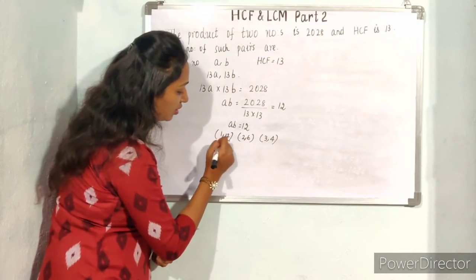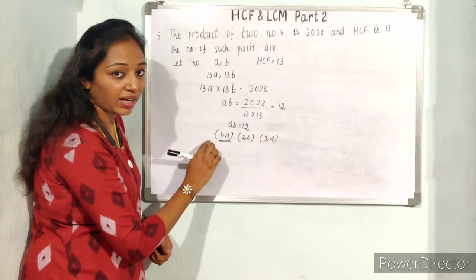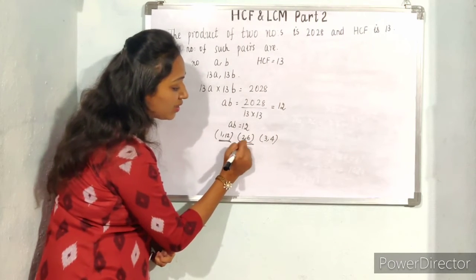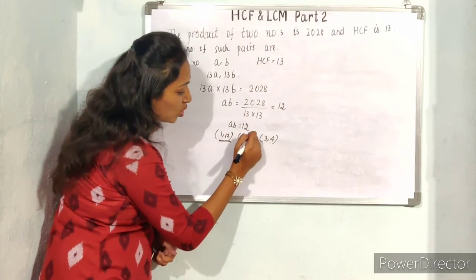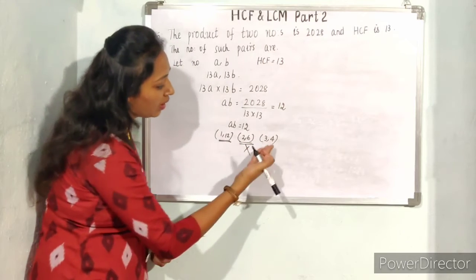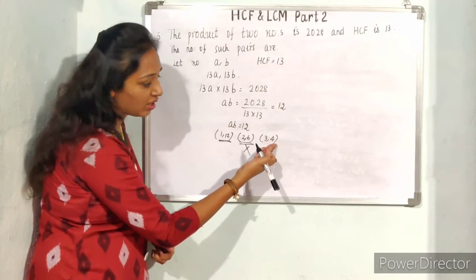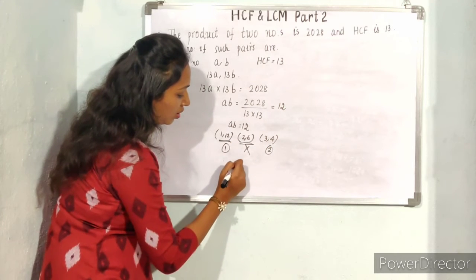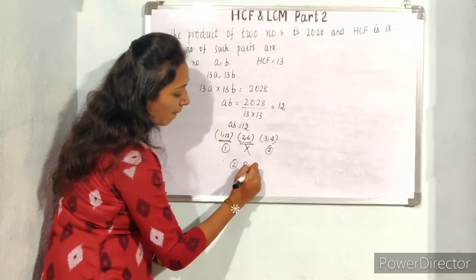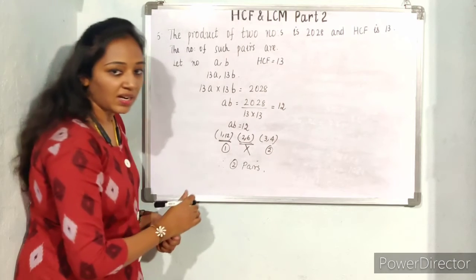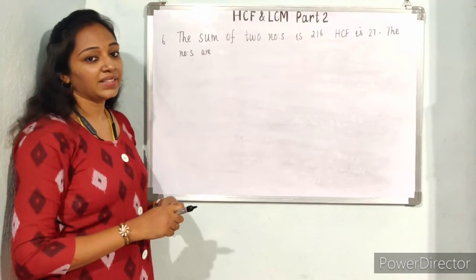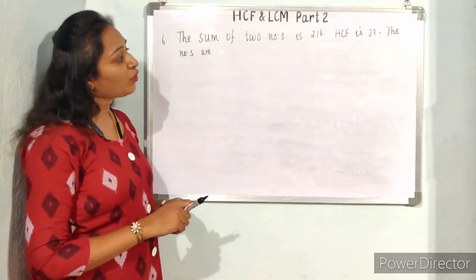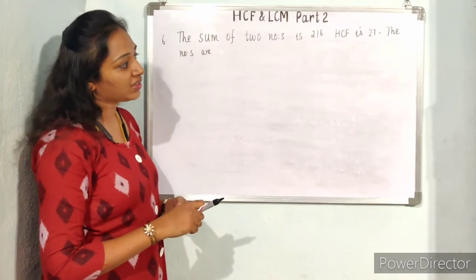But if you see here, this is coprime because the HCF is 1. But here HCF is not 1, HCF is 2. So this is not possible. And for this 3 and 4 also HCF is 1. So how many pairs? 1 pair and 2 pairs. So totally 2 pairs. This is the answer.